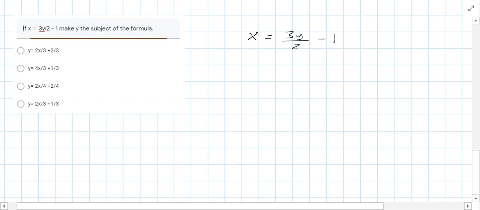minus 1. So what you want to do is make this y here the subject. So you want to bring the y over to this side, so that it'll be y is equal to something. Okay, so that's what you're aiming for. That's what we want. So how do we go about doing that? In order to do that, we have to manipulate the formula that we have.